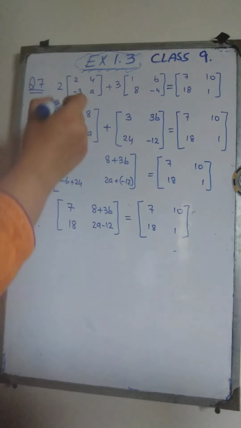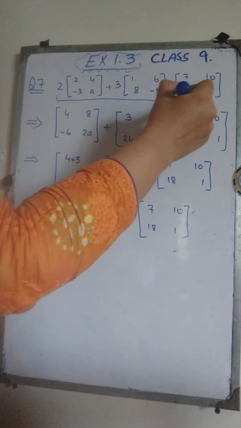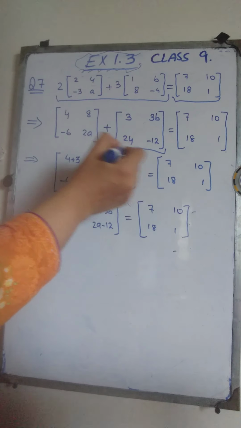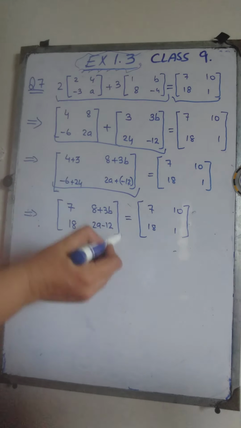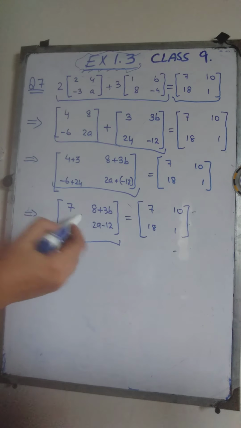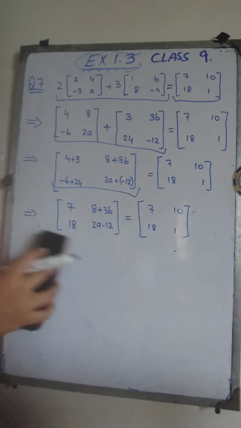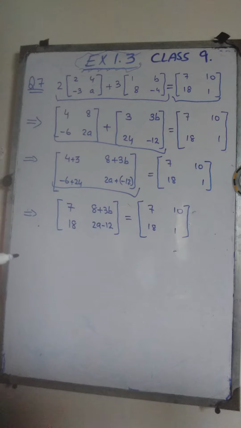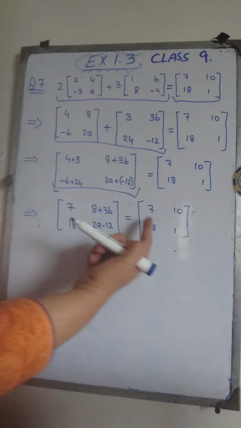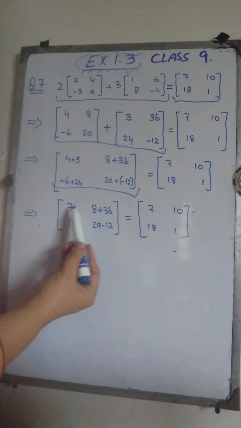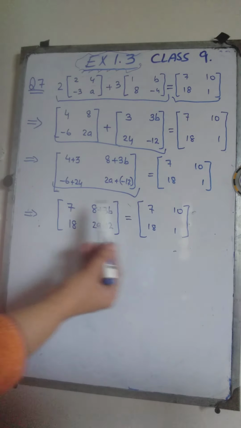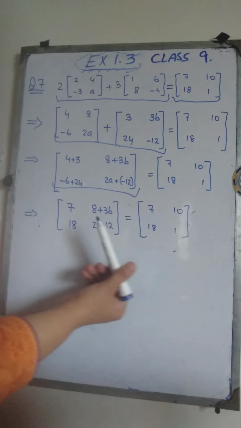Okay, so we were given this expression was equal to this matrix. We have simplified this expression to a single matrix. Now these two matrices are equal. Now using the concept of equality of matrices, what was the equality of matrices? Two matrices are equal if and only if their corresponding elements are equal. 7 is equal to 7, right?